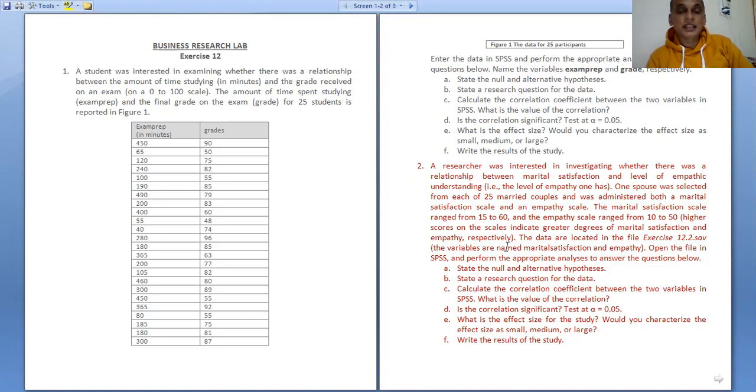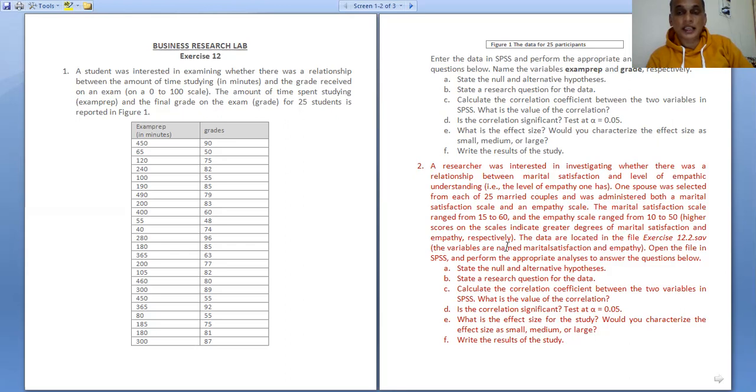B part is to state the research question for the data. So the research question is: is there a significant relationship between marital satisfaction and level of empathic understanding? I repeat the research question. Is there a significant relationship between marital satisfaction and level of empathic understanding? So that's the research question we have got.